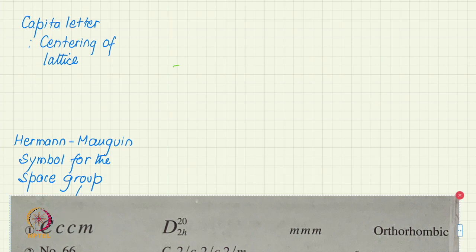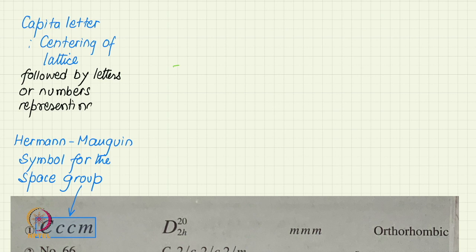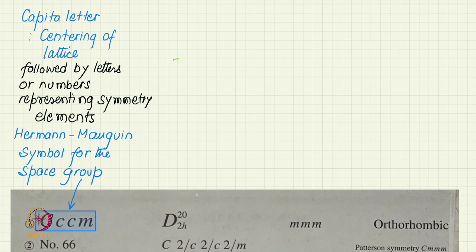The capital letter is followed by letters or numbers representing symmetry elements. The symbol next to this is also the space group symbol, but that is in Schoenflies notation. So, this is Schoenflies notation or Schoenflies symbol for the space group.